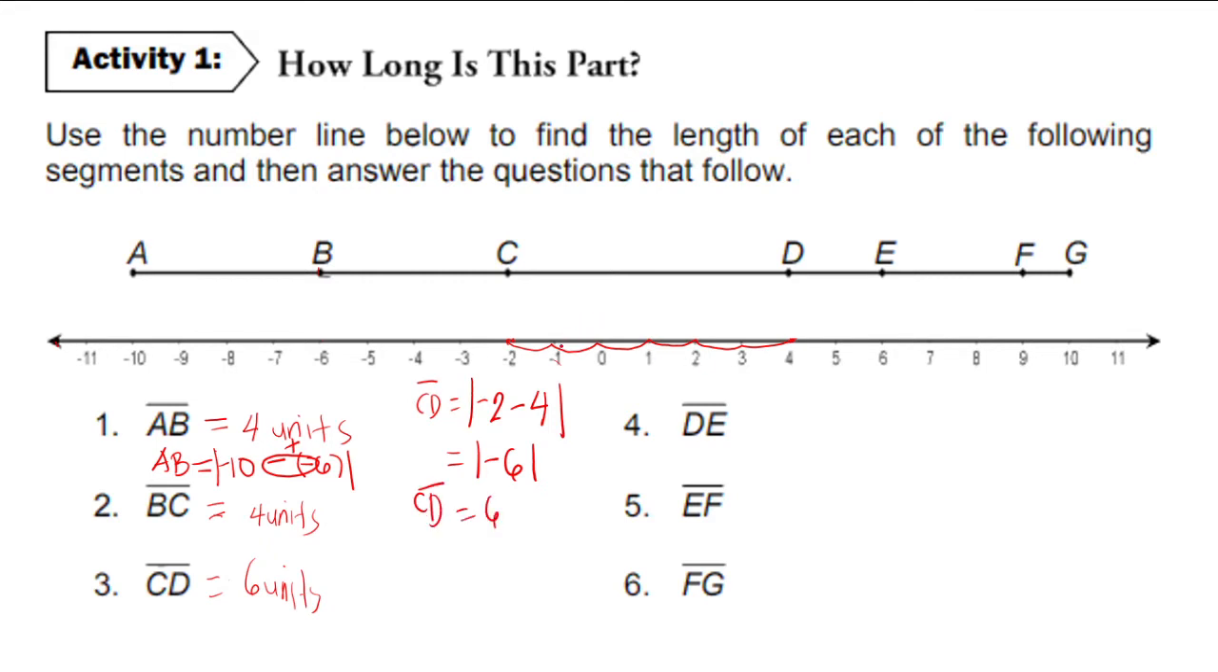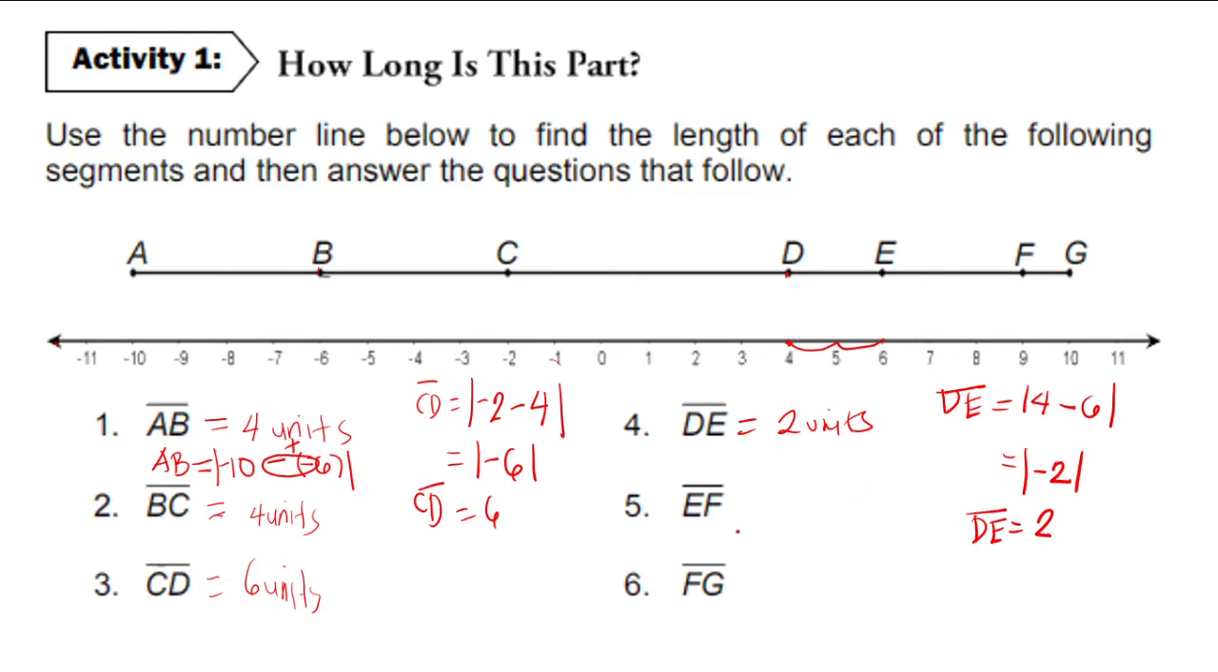Next, how long is DE? By counting, 1, 2, that's 2 units. By absolute value, DE is equal to the absolute value of point D, located at 4, minus E, located at 6. So 4 minus 6 is negative 2, and the absolute value of negative 2 is positive 2.